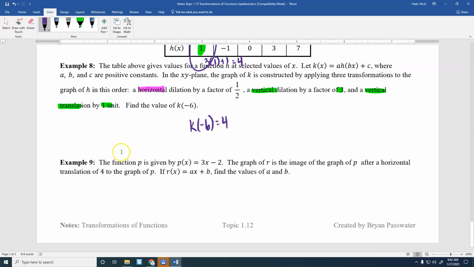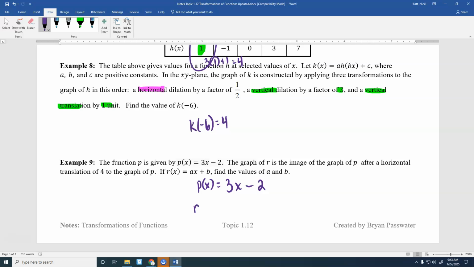Our last one says the function p is given by p of x equals 3x minus 2. The graph of r is the image of the graph of p after a horizontal translation of 4 to the graph of p. If r of x equals ax plus b, find the values of a and b. So this one is a little bit trickier. So we're taking p and we're doing a horizontal translation by a factor of 4, and we're doing that to the graph. So currently I have the graph p of x equals 3x minus 2.